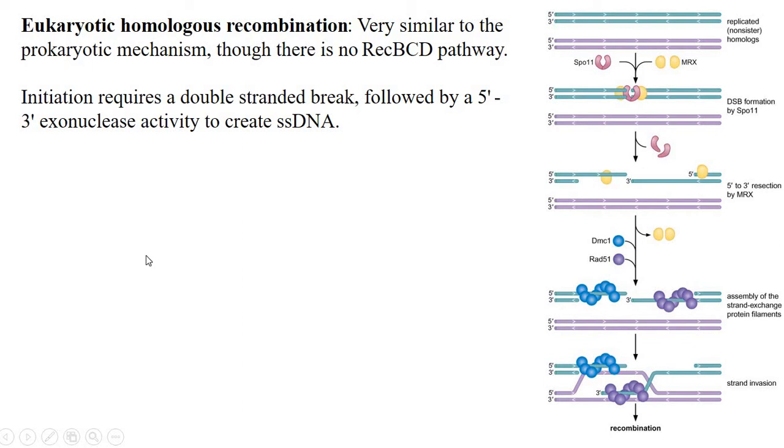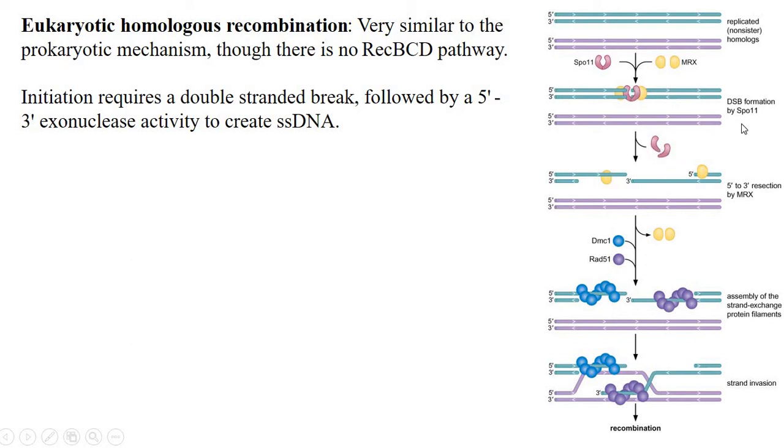Again, the initiation requires a double-stranded break, which is followed by a 5' to 3' exonuclease activity to create the single-stranded DNA. So SPO11 and MRX are very important to make these double-stranded breaks. SPO11 is meiosis specific, so during meiosis, SPO11 will make the double-stranded break. MRX can make double-stranded breaks in both meiosis and mitosis, usually mitosis. They will make the double-stranded break and stay bound there. So this is the double-stranded break formation by SPO11, and SPO11 is bound.